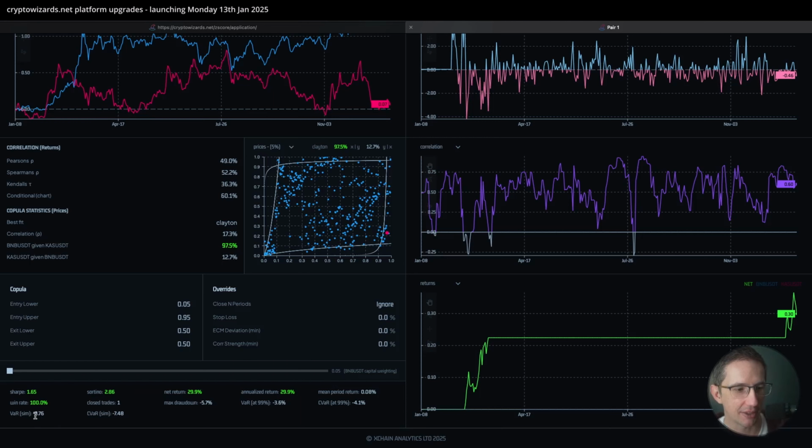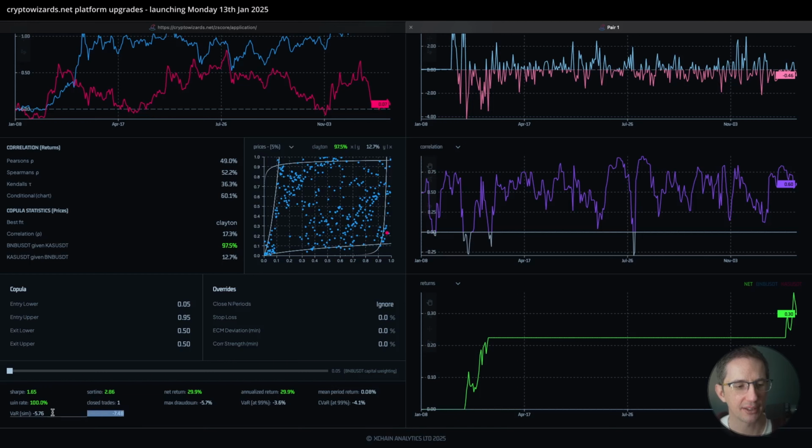And here you can see that the VAR is around 5.76%. So my value at risk is 5.76% and my CVAR, cumulative value at risk, is 7.48%. So on the 1% chance that it gets worse than 5.76%, it's likely to be around 7.48%.